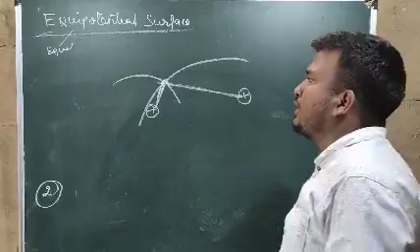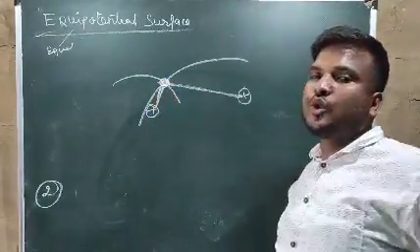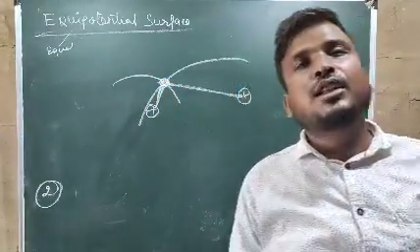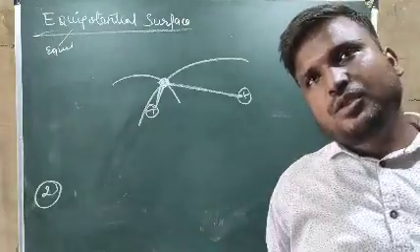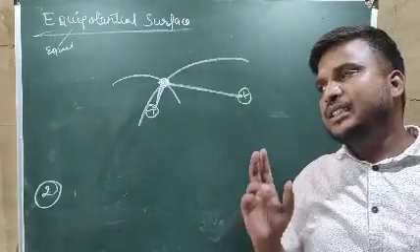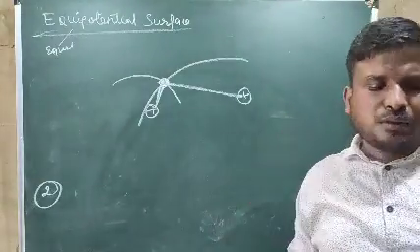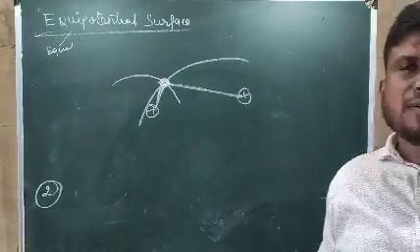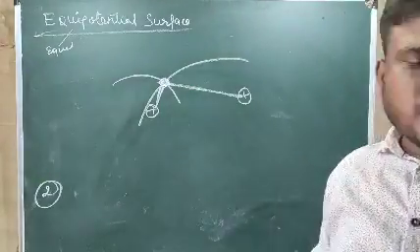So at the point of intersection, how many potentials will be there? Two values of potential will be there, which is not possible. So two equipotential surfaces can never intersect each other. Why? Because if they do, then at the point of intersection, how many directions will there be? There will be two directions, which is not possible.